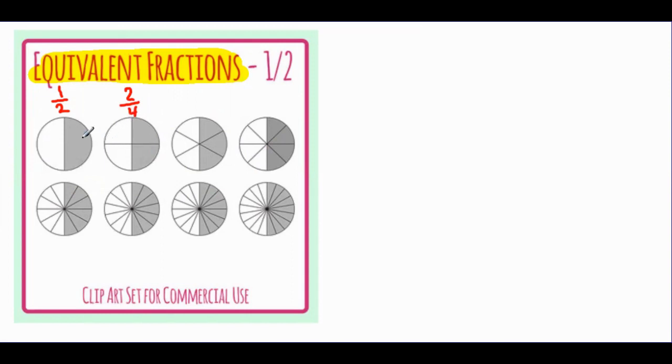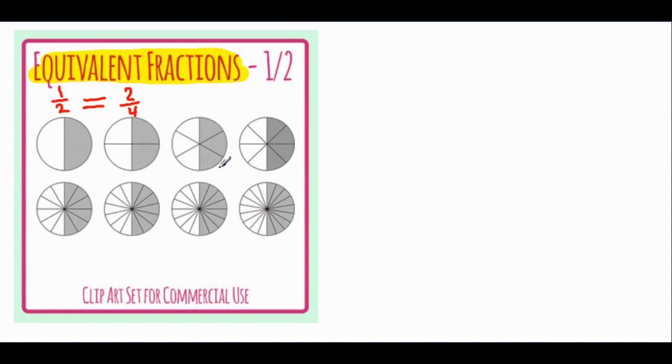If you look carefully at the colored part here and the colored part here, you will find that it is the same part of the pizza. They are different as numbers, but they represent the same part of the pizza. So in fact, they are the same. So I call them equivalent fractions. Equivalent fractions represent the same part of the pizza, even though they look different in numbers.